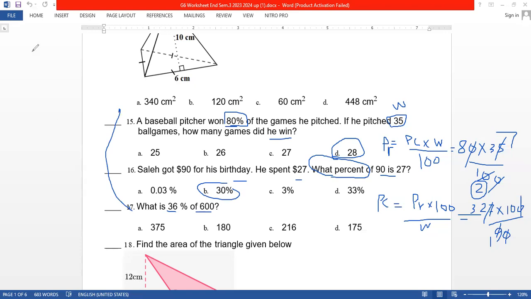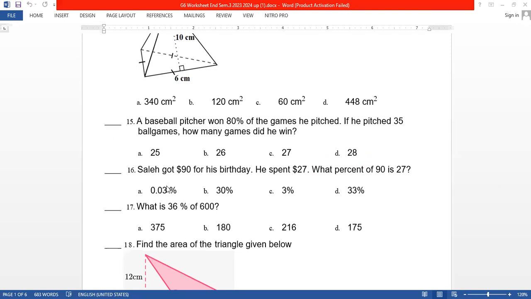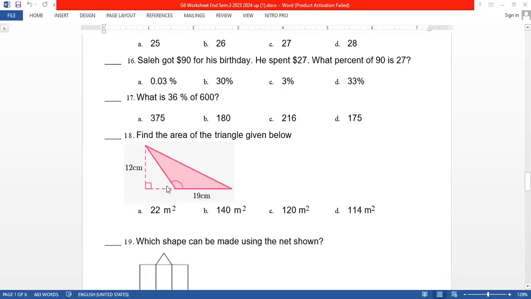Now, question number 18. Find the area of the triangle given. The area of the triangle is base multiply height divide by 2. So simply, guys, we did many questions on the triangle. The height could be outside of the triangle, as you can see, and this is the base, and this is the extension of the base, and they are perpendicular.